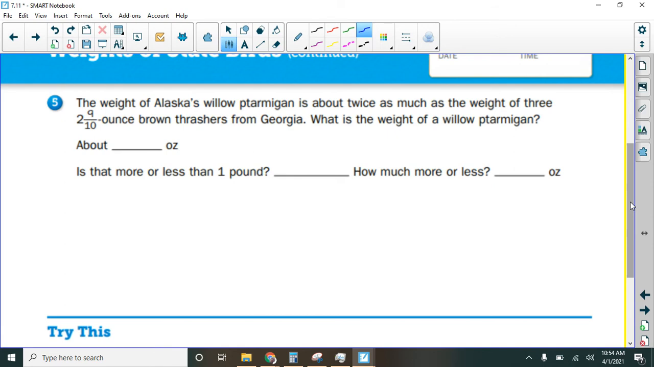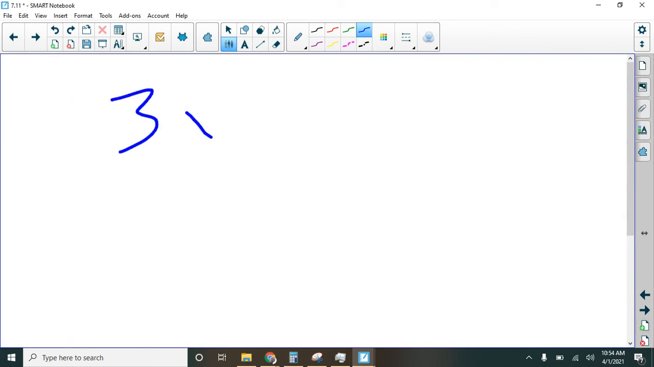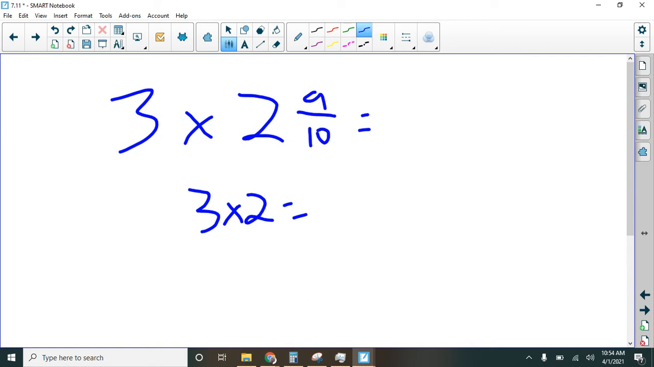You're right. If you said we're going to multiply 3 times 2 9/10. So remember, we have our partial products method here. This is the one that is pretty efficient. 3 times 2 and 3 times 9/10. I know 3 times 2 is 6. What's 3 times 9/10?